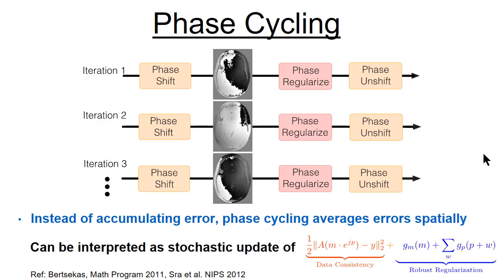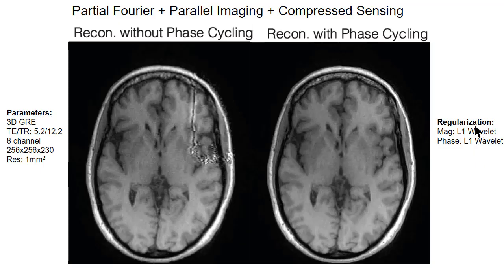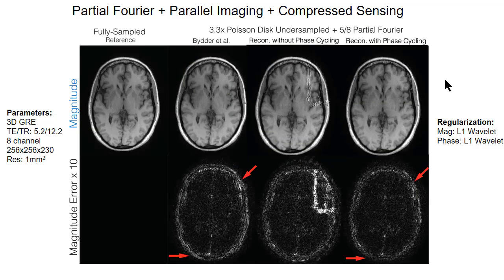You can also formalize it and interpret this as a stochastic update of the following objective function, where we robustify the regularization term over the phase wraps. So if you apply this in practice, on the left you have the reconstruction without the phase cycling with these huge artifacts. With phase cycling, you basically get rid of it. Now, if you compare it with a state-of-the-art partial Fourier imaging method, you can see that this actually achieves less error, as pointed out by the red arrows.